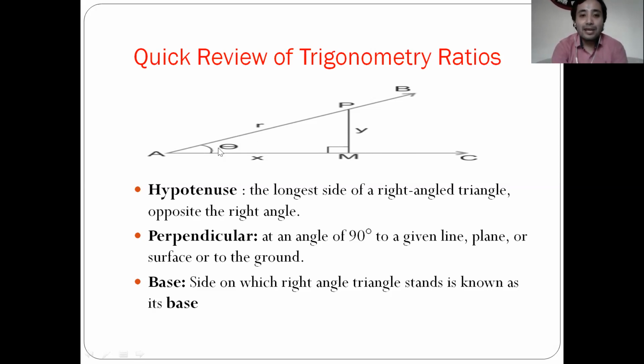Now, suppose in place of A, I view the triangle from P. In that case, from P, AM will be my perpendicular. Why? Because the side opposite to the angle of inclination is my perpendicular, and the side on which the right angle triangle stands, that means PM, will become my base. So if we view from A, then PM is my perpendicular and AM is my base. And if I view from P, then AM is my perpendicular and PM will be my base. That is the only thing that we need to know.